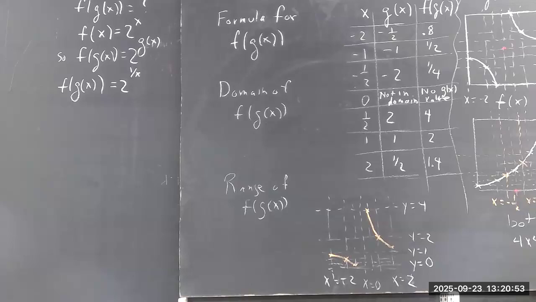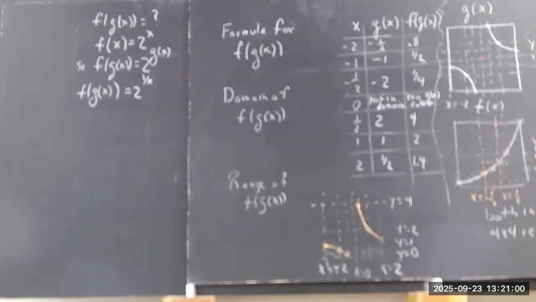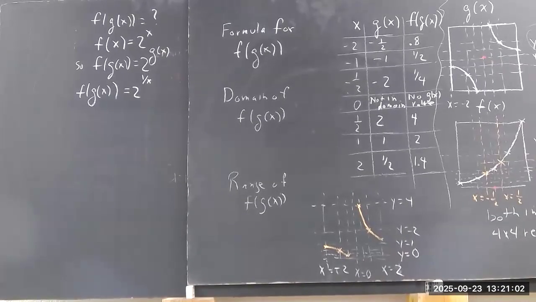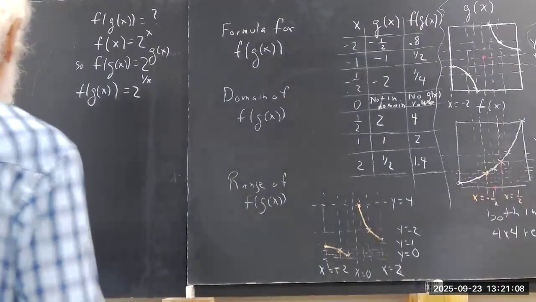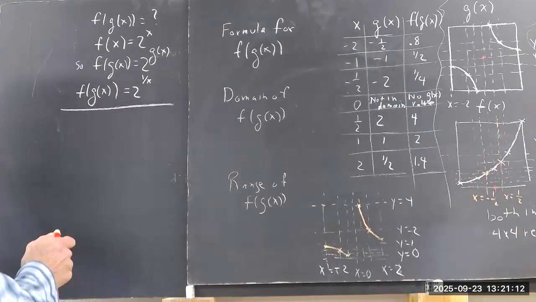I need to zoom this back a little bit so we can see everything. And I should raise it a little bit, but okay. So that's your formula for f of g of x.